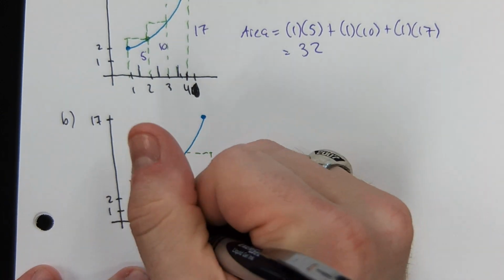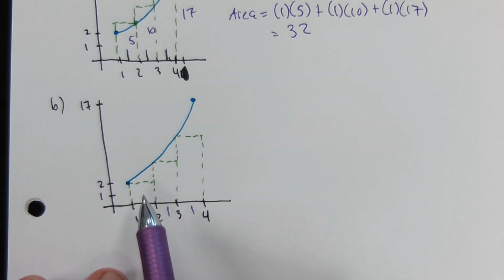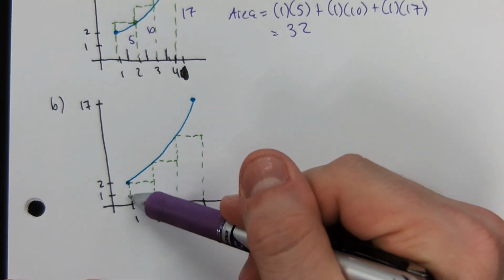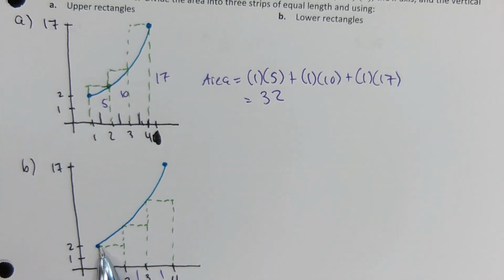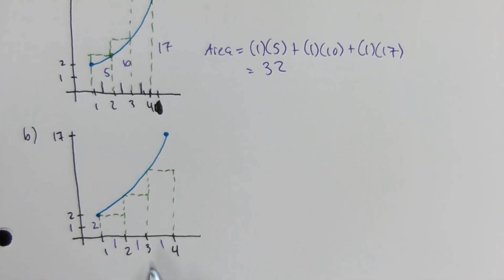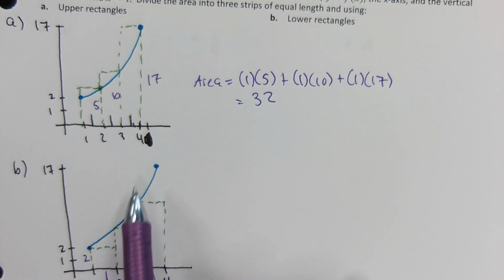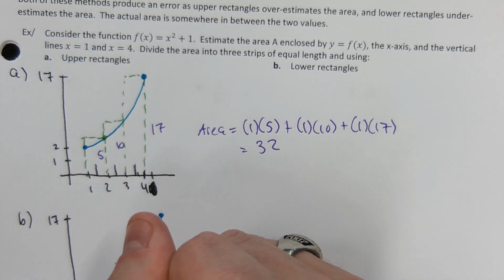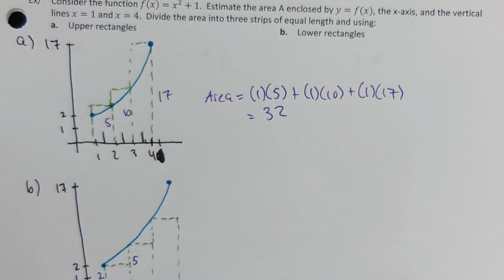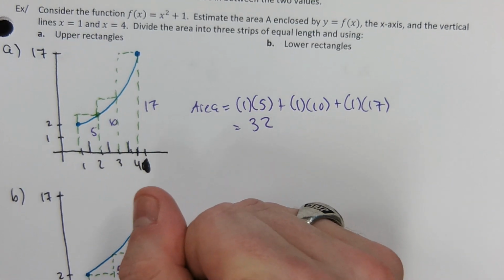Once again, these rectangles all have a width of 1. But now we need to figure out how tall they are. Well, this height is actually going to come from when x is 1. So when x is 1, we plug it in to get this y value. We can see that it's a 2. This middle rectangle, its height is coming from this point right here when x was 2. When we plug in x is 2, we get 2 squared, which is 4, plus 1, which is 5. And then lastly, this rectangle uses x equals 3 for its height. 3 squared is 9 plus 1 is 10.